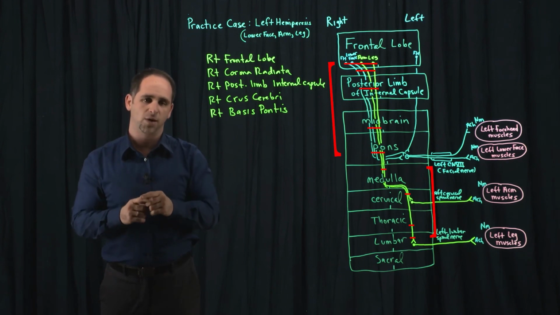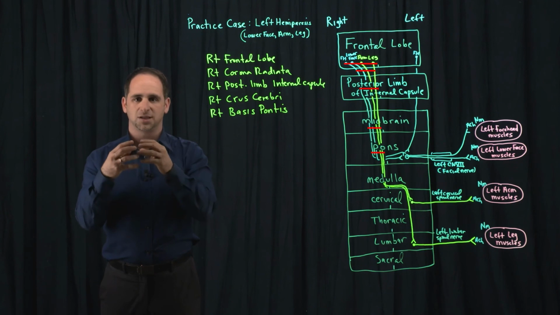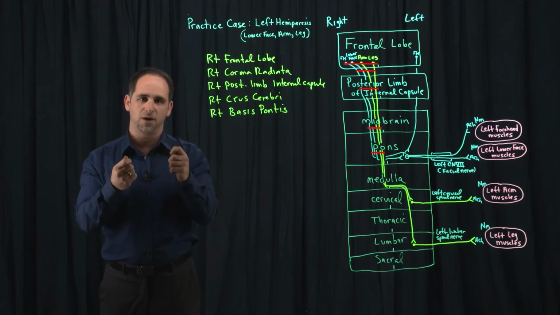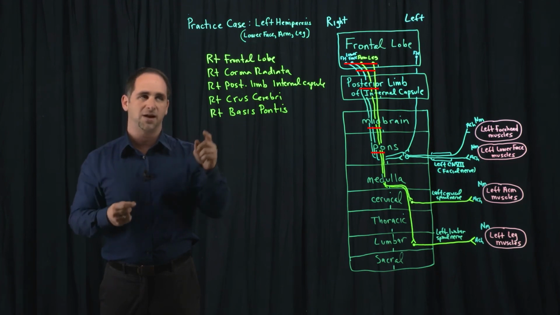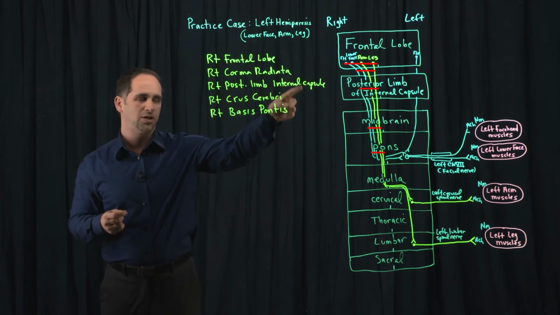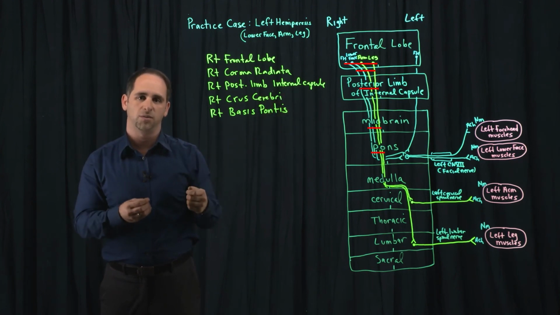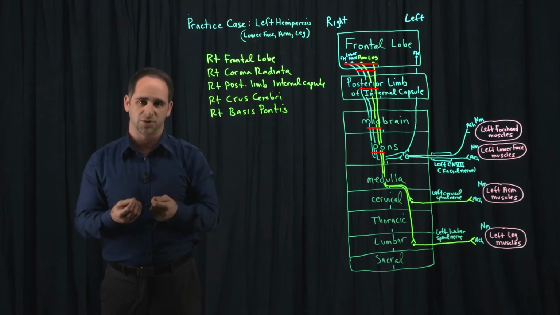I want to point out one other thing. Notice in this case that the patient's lower face is affected and the forehead is spared. Remember, the forehead lower motor neurons are bilaterally innervated, which means that if I damage the upper motor neurons on one side, the other side is sufficient to control the lower motor neurons going to the forehead, which is why the forehead is spared in this particular case.